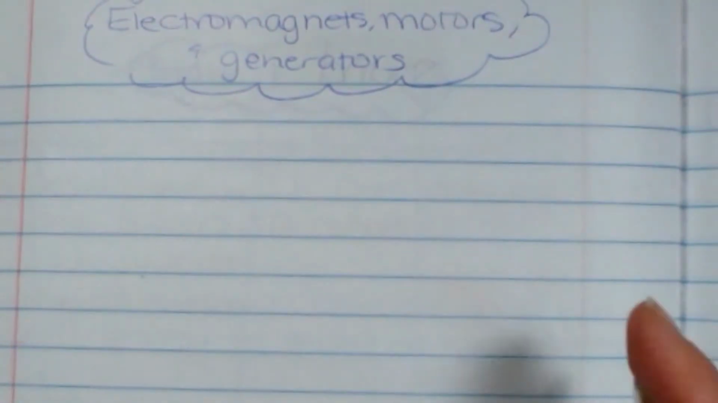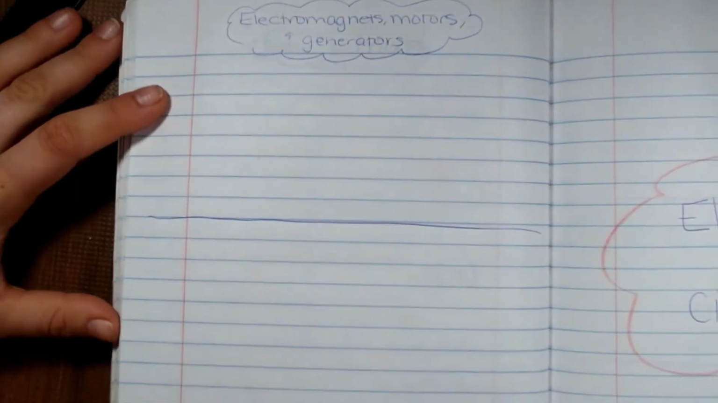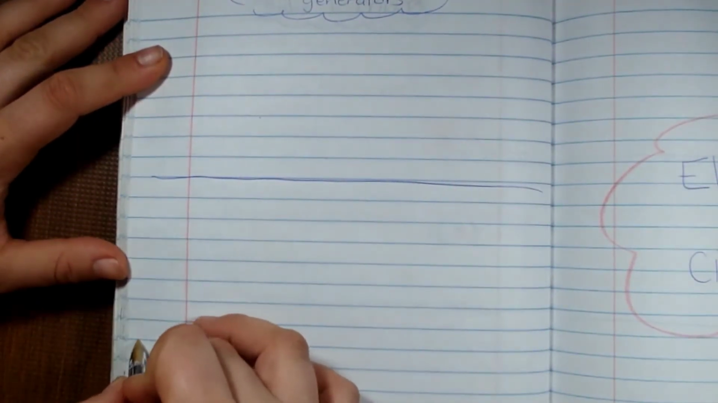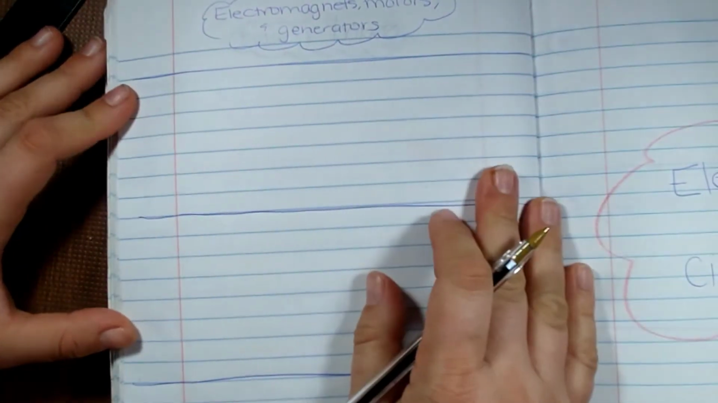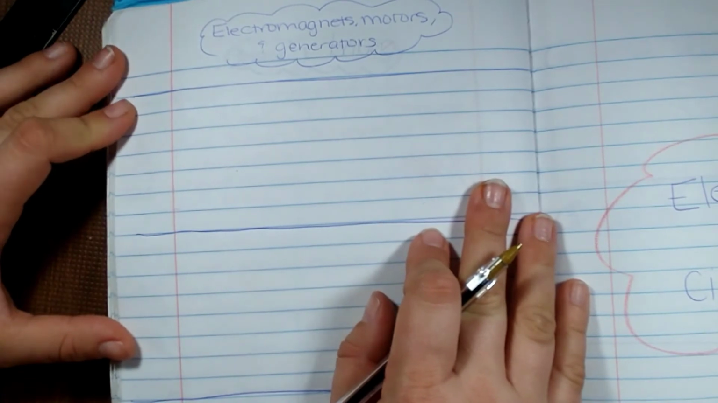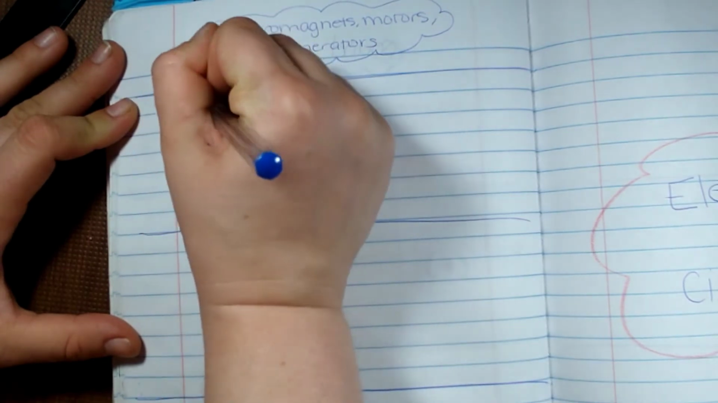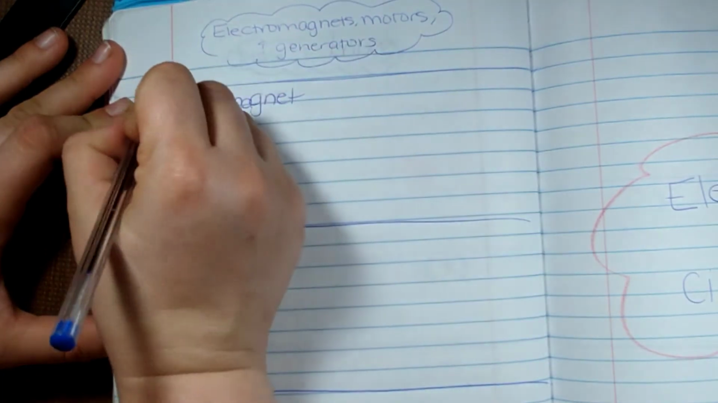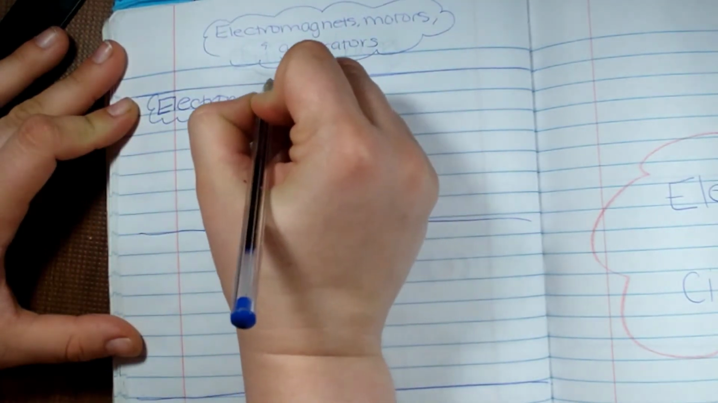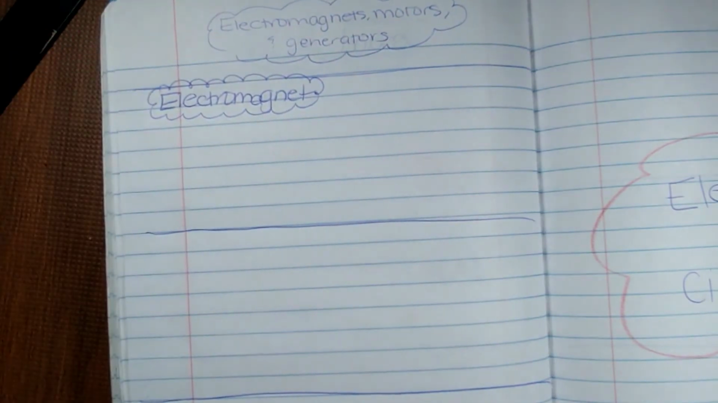So we're actually going to divide this into three different parts. Okay. And the first one is electromagnets. All three of these are vocabulary words for you in this unit, but I want to tell you how they work a little bit more than just giving you a vocabulary word.